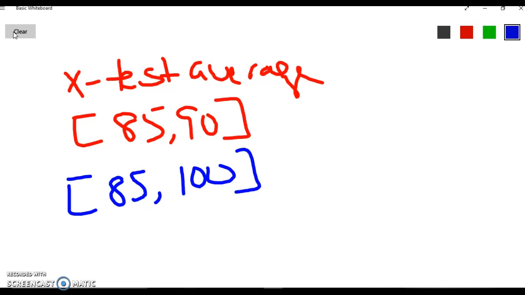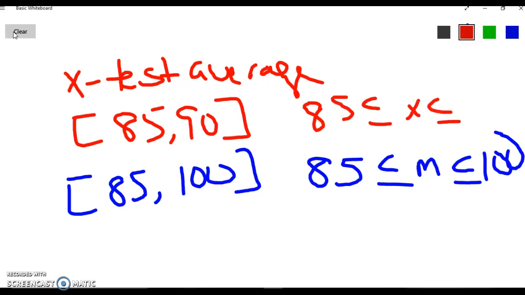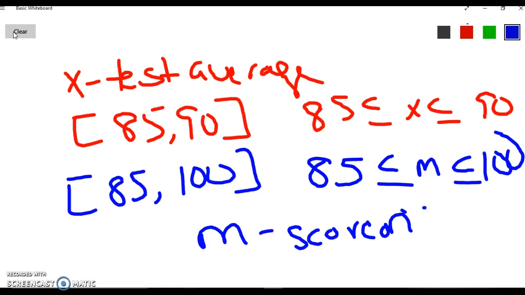And that's one way of writing an interval notation. If I wrote it as an inequality, it would be 85 less than or equal to, I'll have to make the variable m, less than or equal to 100. And m would be the score on the third exam. And I hope that this helps.